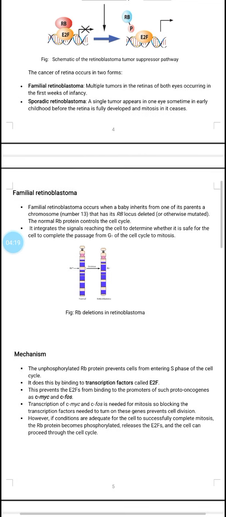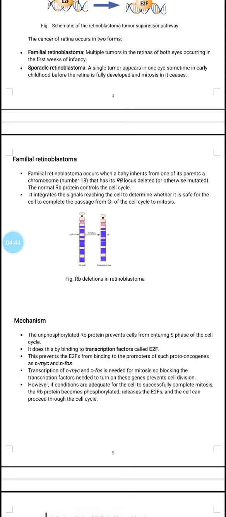Familial retinoblastoma occurs when a baby inherits from one of its parents a chromosome number 13 that has its RB locus deleted or otherwise mutated. The normal RB protein controls the cell cycle. It integrates the signals reaching the cell to determine whether it is safe for the cell to complete the passage from G1 of the cell cycle to mitosis.